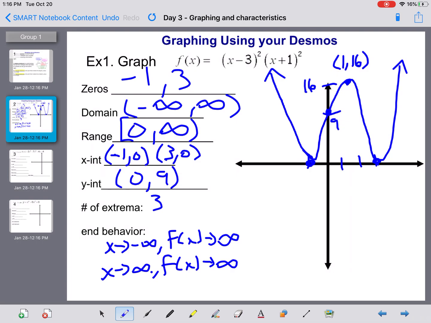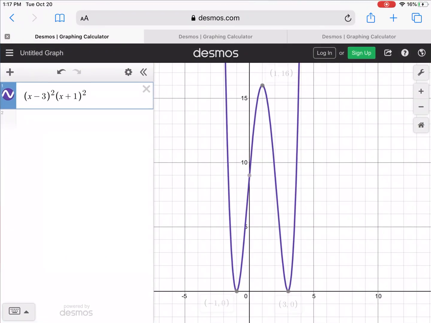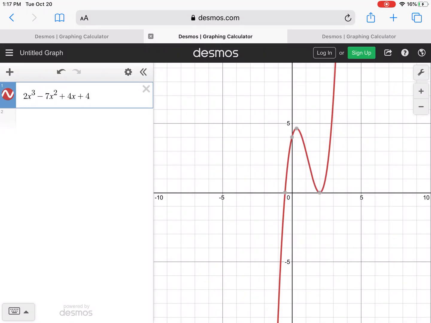If we look at the next one, we have something that's not in factored form, so we have to be able to graph this. We should know it's a positive leading coefficient on a cubic function, and we should know that we have a y-intercept at (0, 4). If we go to graph this, again, we want to type it in, making sure that we have something that looks like a cubic with a positive leading coefficient. Desmos does a very good job of finding all of these points, so you don't have to do a whole lot of work to get through it. And so we do need to take all of those off.